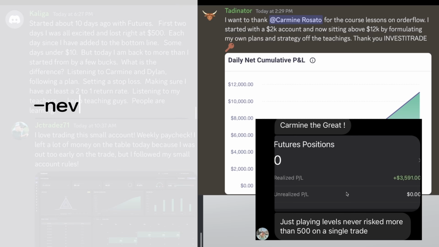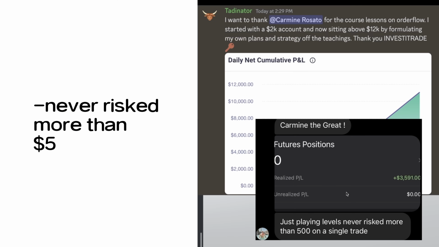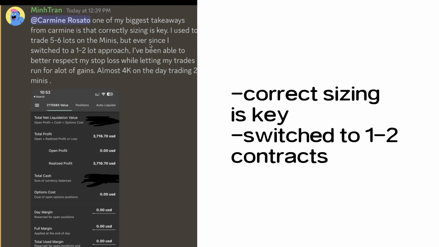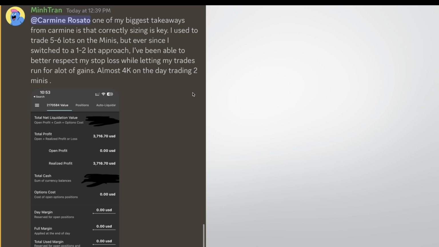This member risked never more than $500 on a single trade and made a $3,600 profit. Another member, one of the biggest takeaways is correct sizing is key. Used to trade 5 to 6 contracts, but ever since they switched their approach to 1 to 2 contracts, he's been able to respect his stop loss and letting runners get larger gains. So guys, listen to me. Size down to smaller size until you're consistent. You will have less emotions and you will be able to follow your plan much easier.